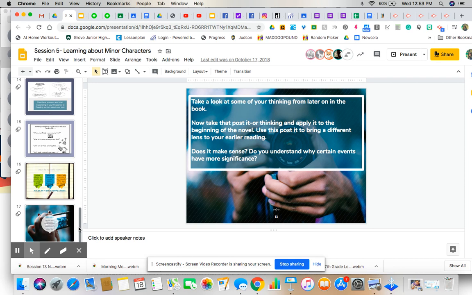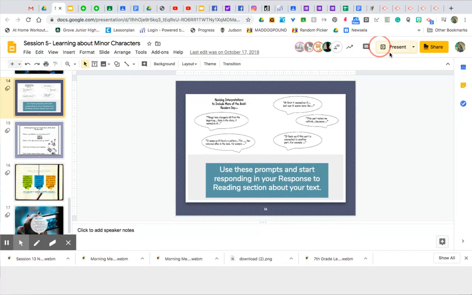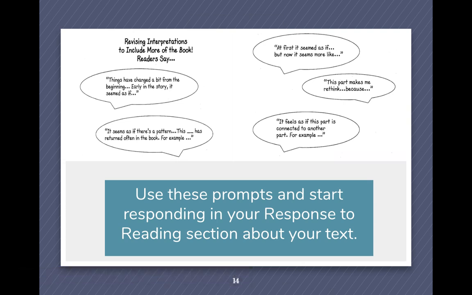There is a couple more slides that I'd like you to think about. So when we revise and we rethink about the things that are going on, like revising interpretations to include more of the book, things have changed a bit from the beginning. So maybe you talk about that. This is kind of work outside of minor characters.